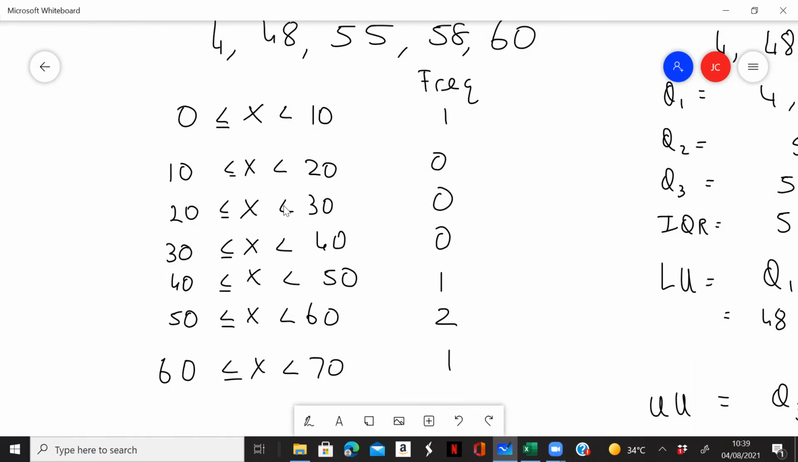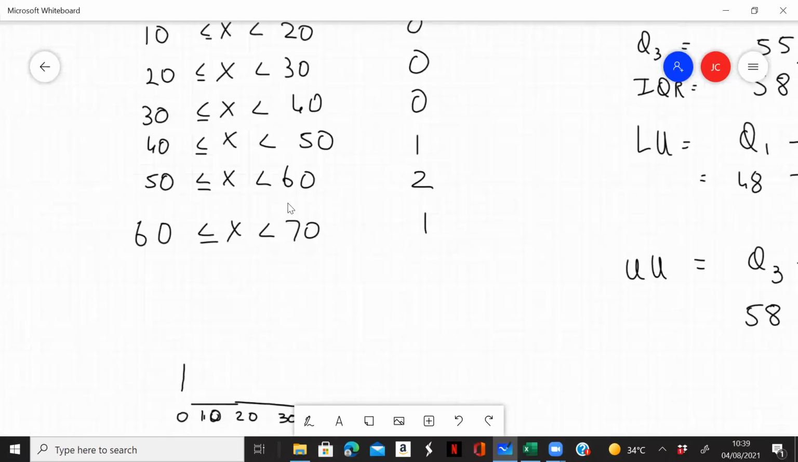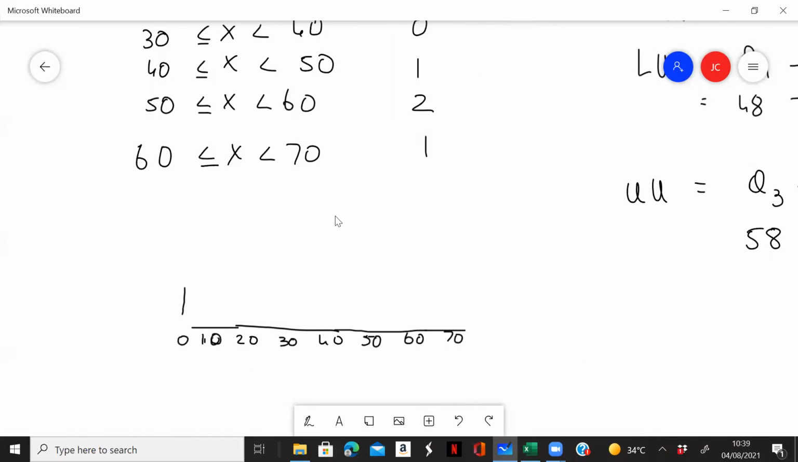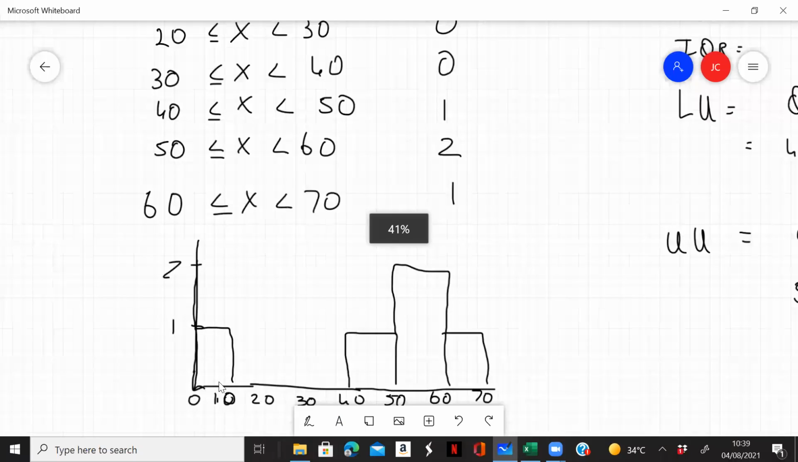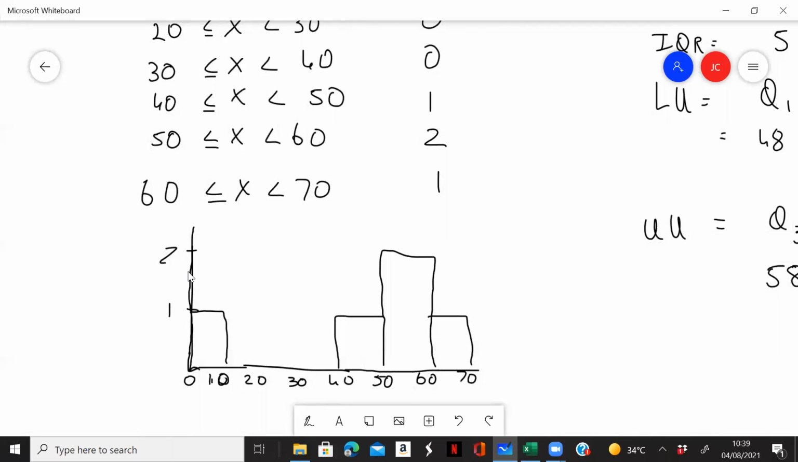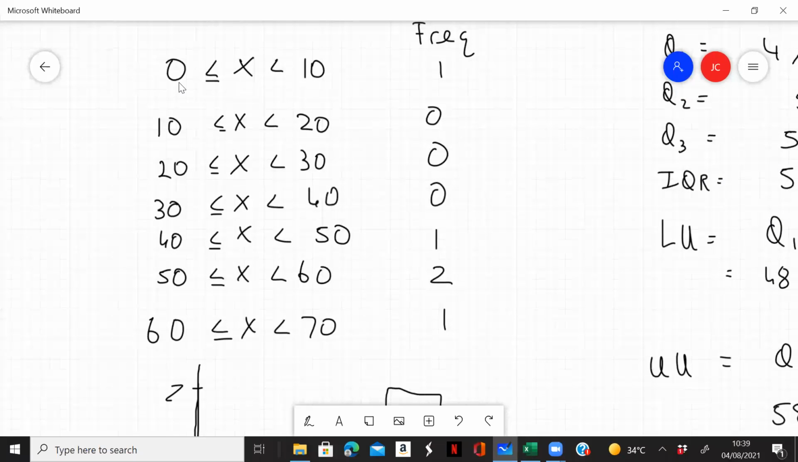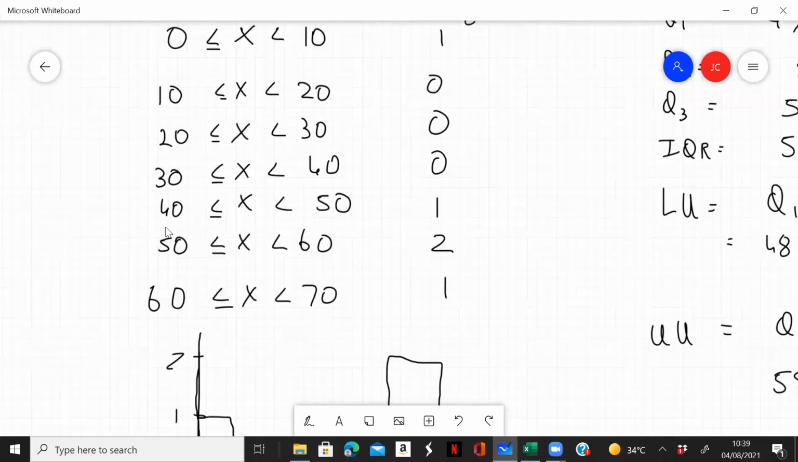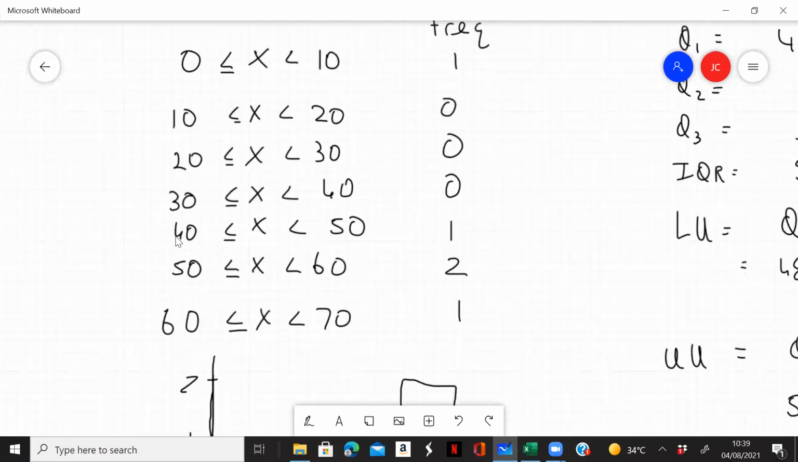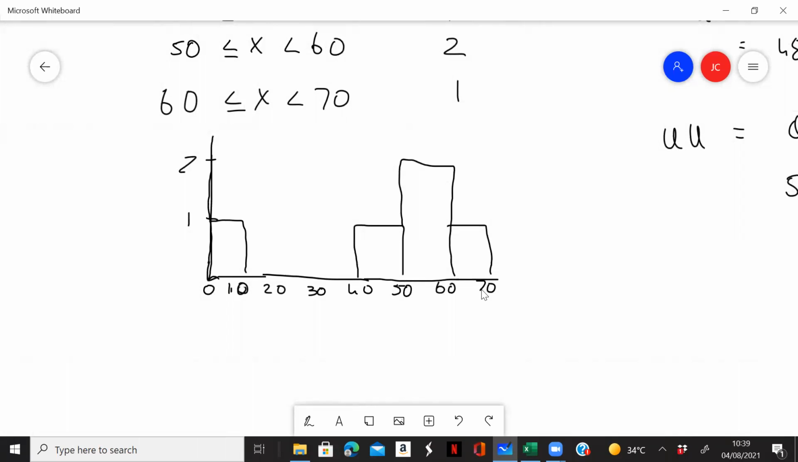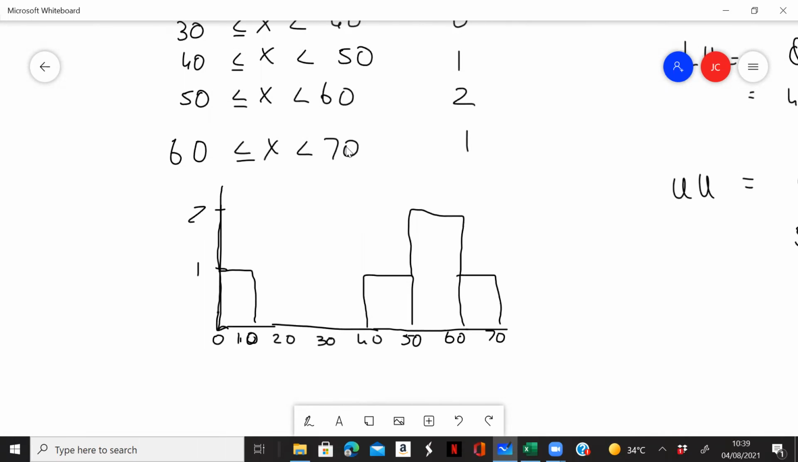And now what do we do? We plot a histogram. Let me show you how to plot this histogram. So let's say I have, on the x-axis, I'm going to put my endpoints. I'm going to start from 0, 10, 20, 30, 40, 50, 60. So on the x-axis, I put the endpoints of my categories, from 0 up to 70. And yes, include the last one because you want to complete the box. So always include the last one.